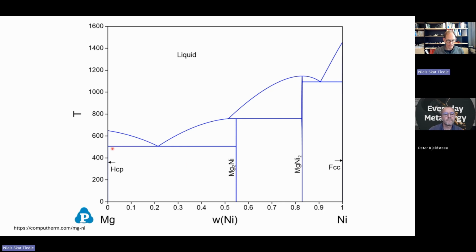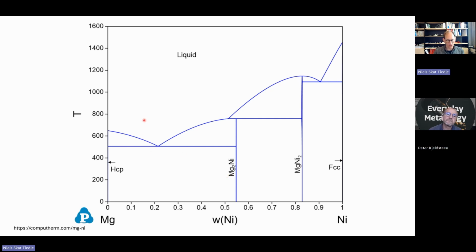So if we are in this square field here, we can have two phases, pure magnesium and this magnesium-2 nickel. They are both hexagonal, but they're different in composition. We are at this point. So below this line, we have a mixture of those two phases, and that's what we see on the picture.